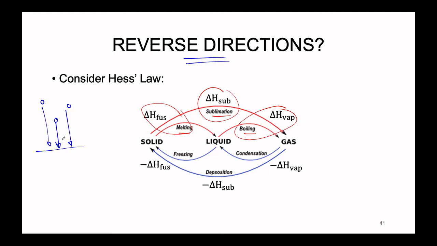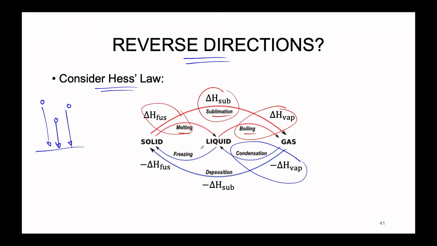Because these processes are exactly opposite of those that we've already talked about, all we need to do is consider Hess's law to figure out what the corresponding enthalpies of these processes are. For instance, a liquid turning into a gas is known as boiling, and it has a particular recorded enthalpy of vaporization. Well, the same gas turning into a liquid is just the reverse of the first reaction. Therefore, the enthalpy corresponding to condensation is just the negative enthalpy of vaporization.